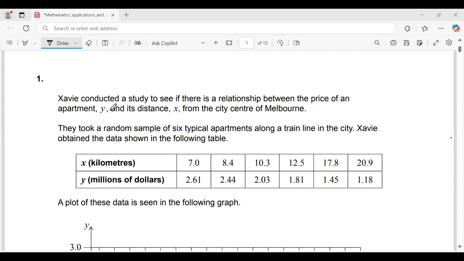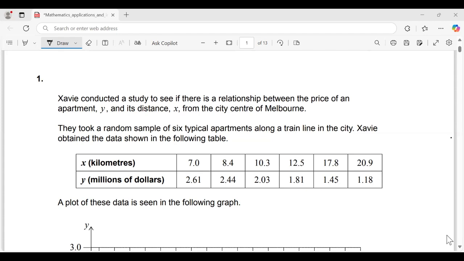Number one, Safi conducted a study to see if there is a relationship between the price of an apartment, Y, and its distance, X, from the city center of Melbourne. They took a random sample of 6 typical apartments along a train line in the city. Safi obtained the data shown in the following table.